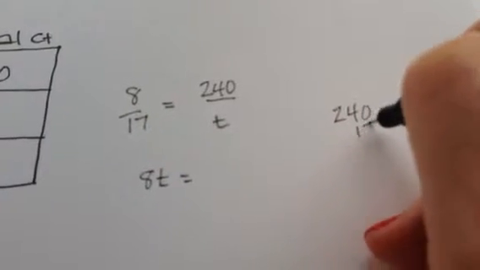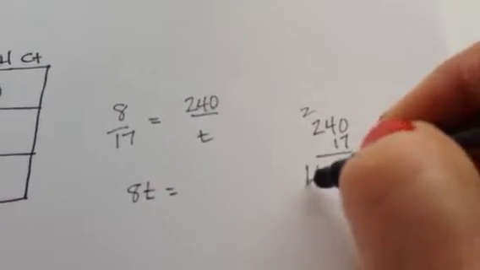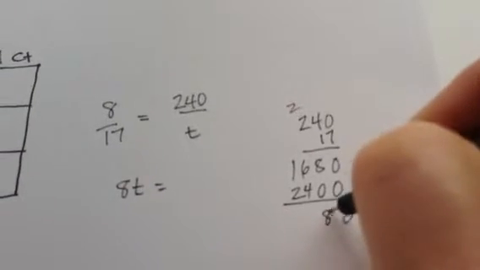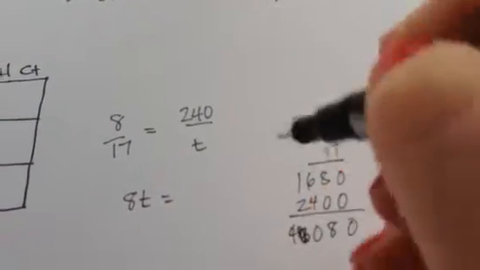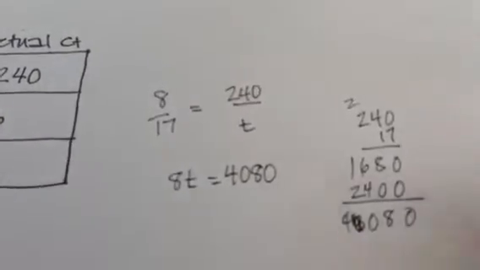Oh, I don't know, we better do that one over here. You get 14, 15, 16, 0, 8, 10, 4. So 4080. All right.